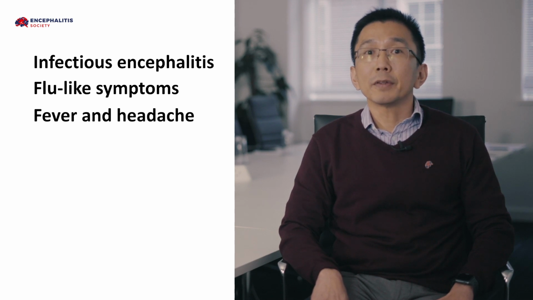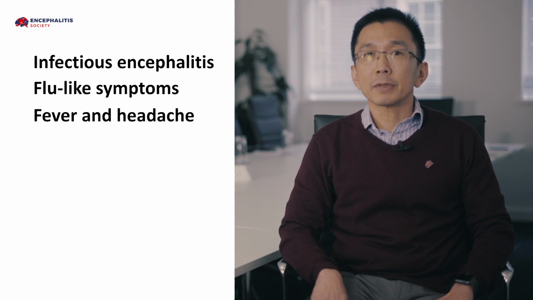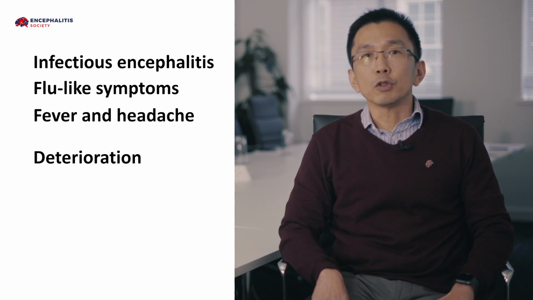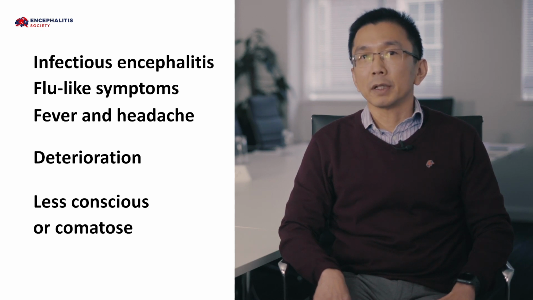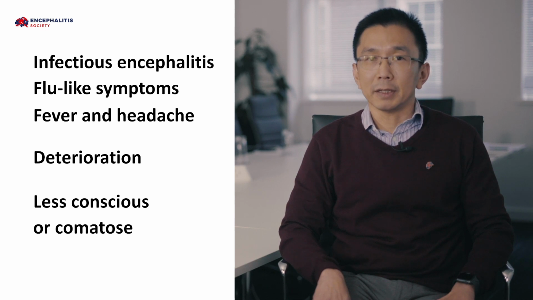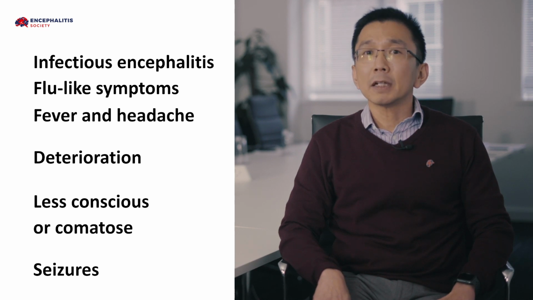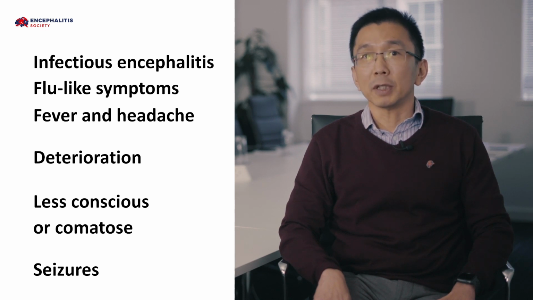It generally depends on whether you have an infectious or an immune encephalitis. In an infectious encephalitis, it can start with feeling like you just have the flu, and that could be a fever, a headache, and then over hours, sometimes days, and occasionally over weeks, you deteriorate, and sometimes this can be rapid. And this deterioration can lead to you becoming less conscious or even into a coma. And what sometimes happens as well, depending on the part of the brain that is affected by the infection, one can also get seizures and abnormal movements. In a very young child, you can sometimes not see all these symptoms, and all you see is a listless, floppy child.